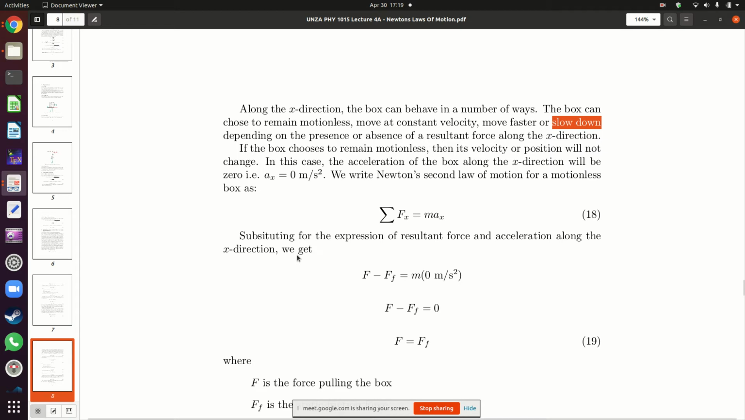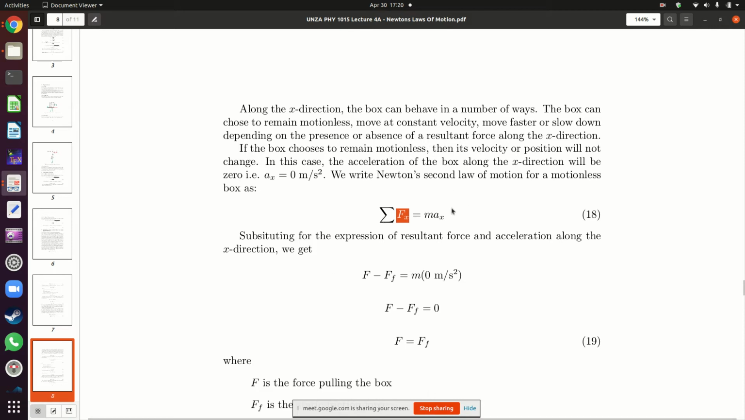So the first situation we're going to look at is when the box decides to remain motionless. So it doesn't move along the x direction. It just sits there. So in that case, the resultant force is the same. Whether the box moves or doesn't move, how we get the resultant force is still the same. It's F minus FF.